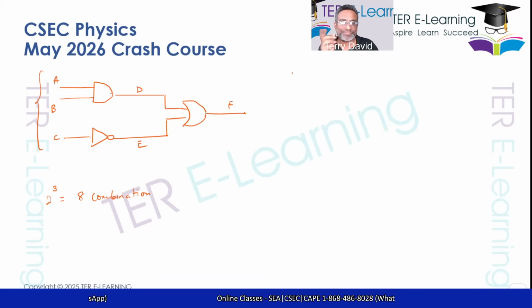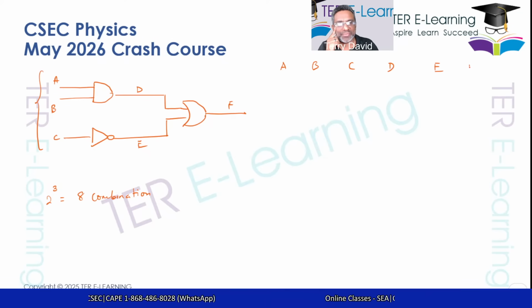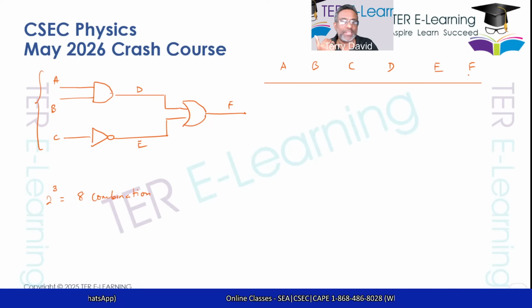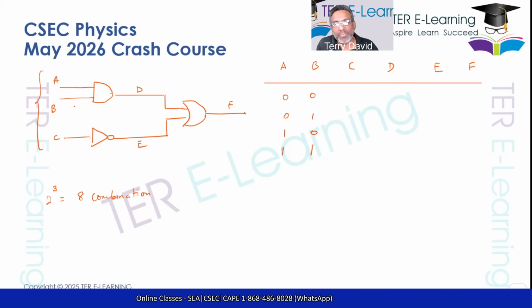So first of all, let's draw up a truth table. So we have A, we have B, we have C, we have D, we have E, and we have F. Again, CSEC may just give you a table, but if I don't have a table, I have to be able to come up with it as well. So first of all, let's look at combination AB. Since you have 2 inputs to that AND gate here, your combinations are 0, 0, 0, 1, 1, 0, 1, 1. So there are 4 different combinations for those inputs A and B here.